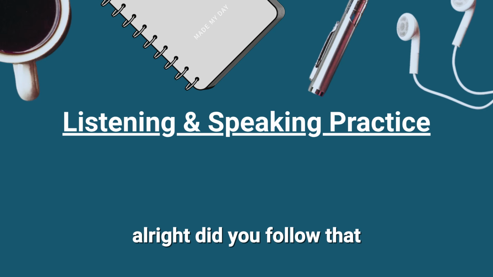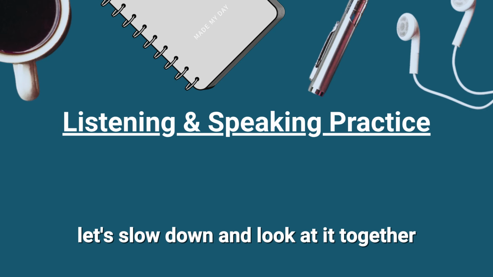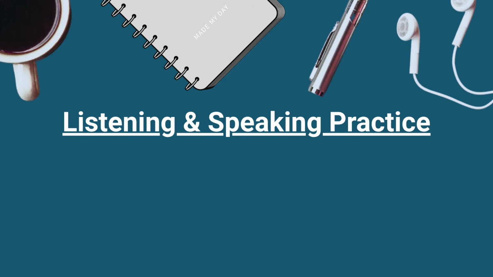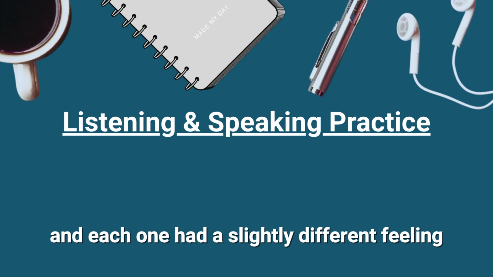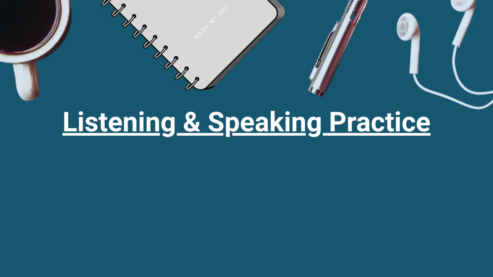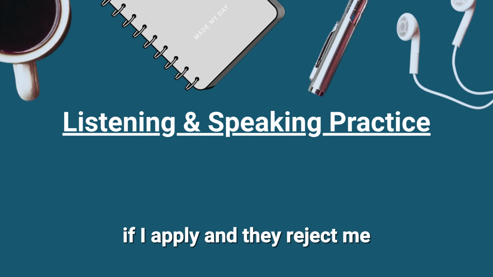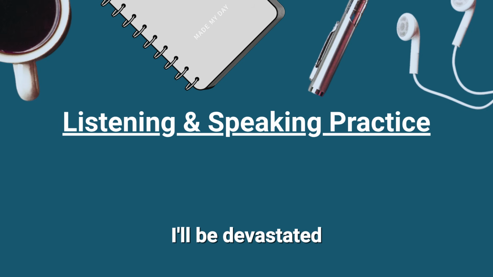All right? Did you follow that? Let's slow down and look at it together. Because there were actually 5 different conditional structures in that short conversation, and each one had a slightly different feeling and meaning. The first one was Nina saying, "If I apply and they reject me, I'll be devastated."